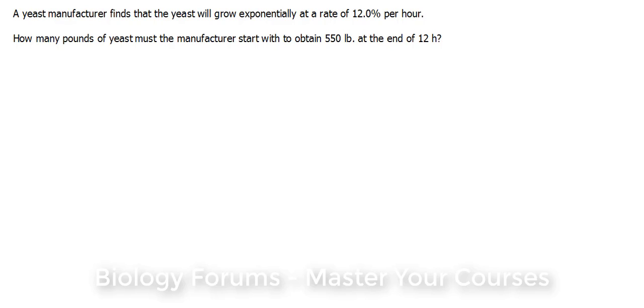A yeast manufacturer finds that the yeast will grow exponentially at a rate of 12% per hour. How many pounds of yeast must the manufacturer start with to obtain 550 pounds at the end of 12 hours?